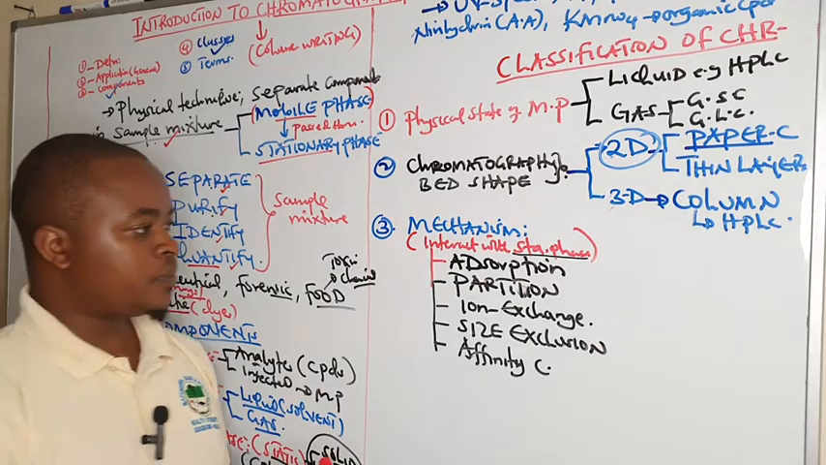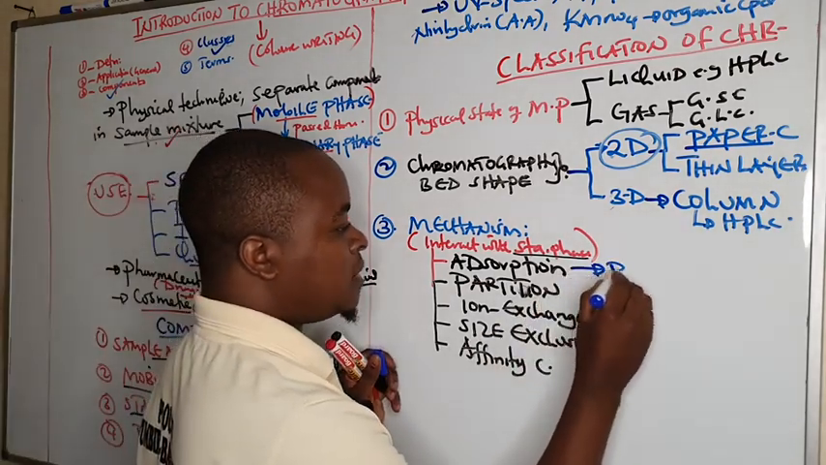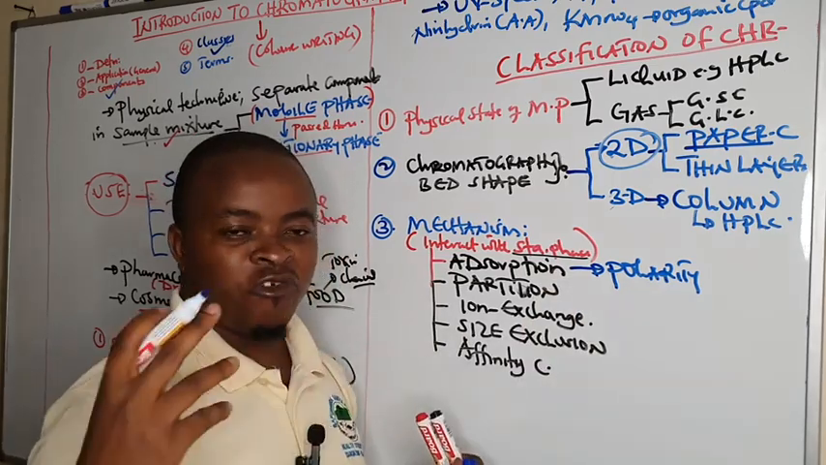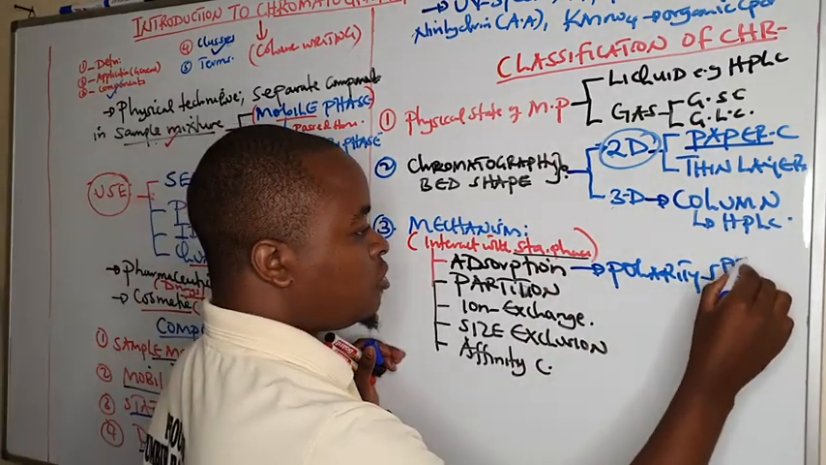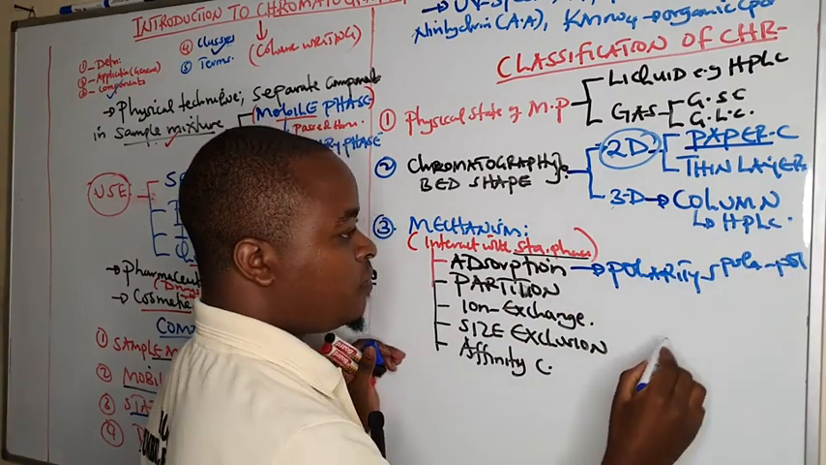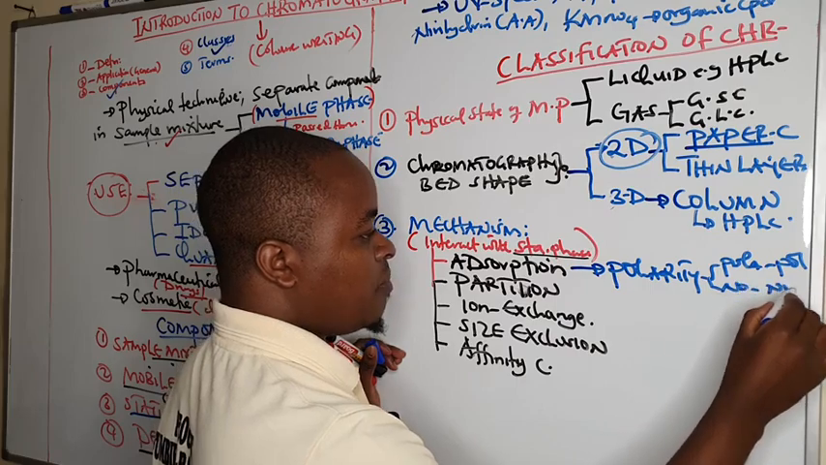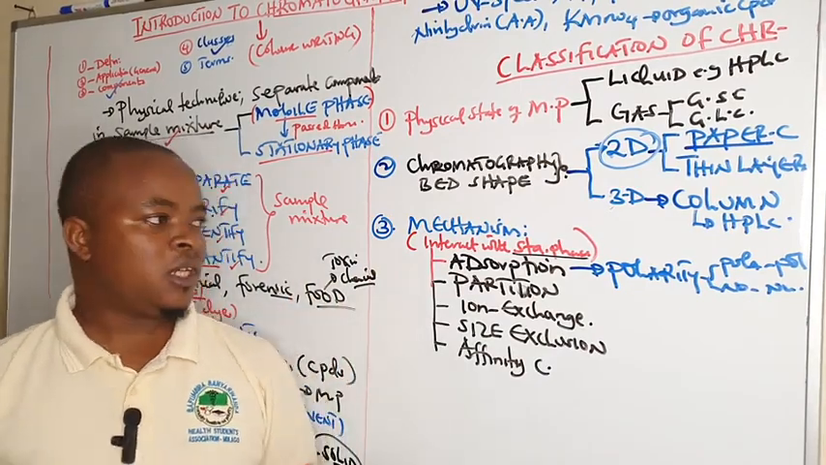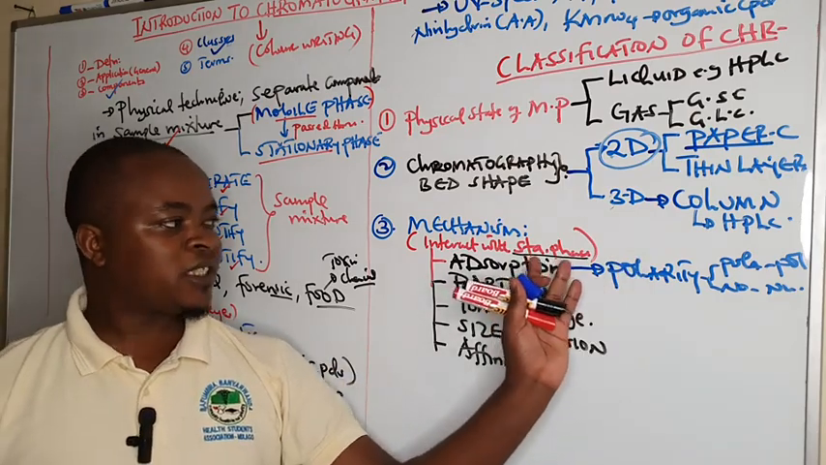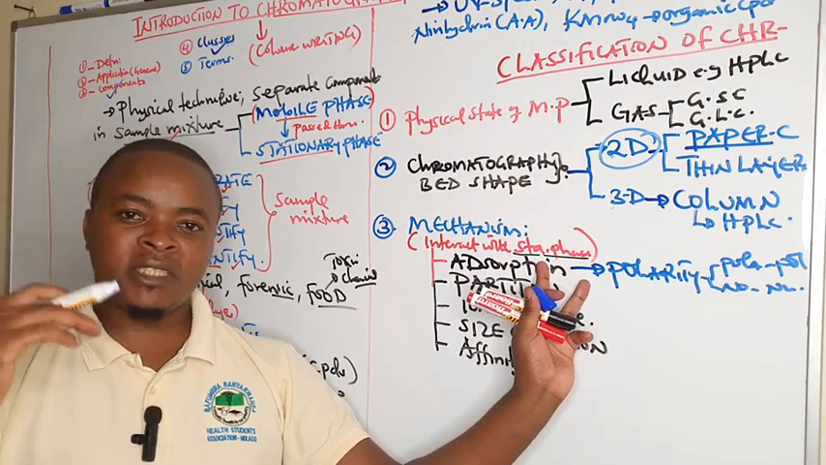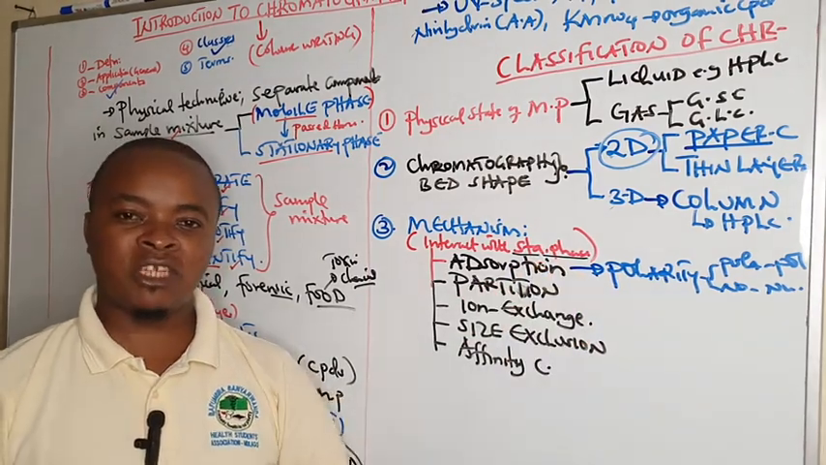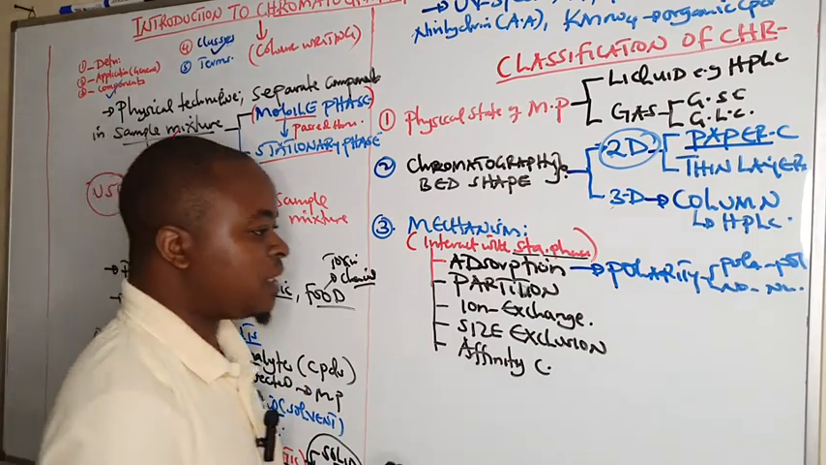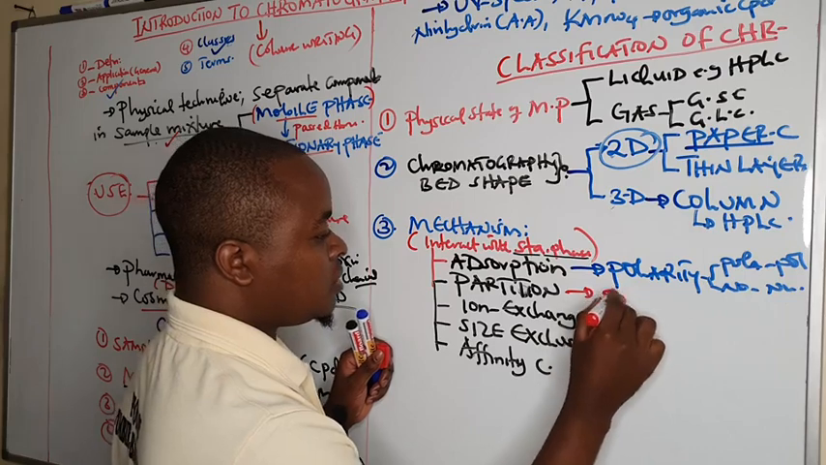Under adsorption, it works under the principle of polarity, whereby like attracts like, whereby polar molecules are attracted to a polar column, whereas non-polar are attracted to non-polar. So this one depends on the polarity. If we are using polar substances in the stationary phase and the material in the mobile phase is also polar, there will be much interaction and much retention time, as we shall see. Then with partition, it depends on the solubility.